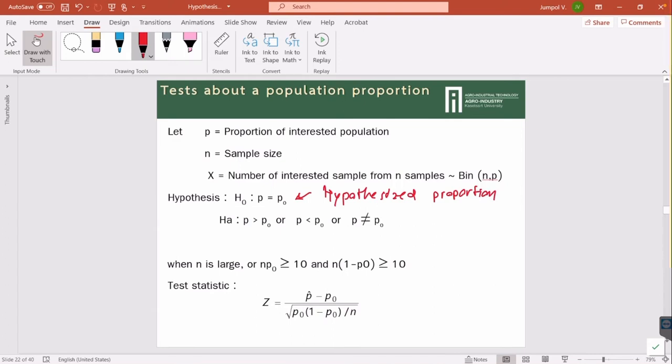If n is large enough, meaning n times p0 is greater than or equal to 10, and n times 1 minus p0 is greater than or equal to 10, we can use this as the test statistic. The distribution transforms from a binomial distribution into a normal distribution. This might not be very important for this course, but it is just for reference.